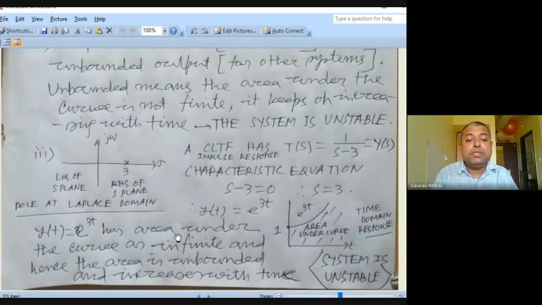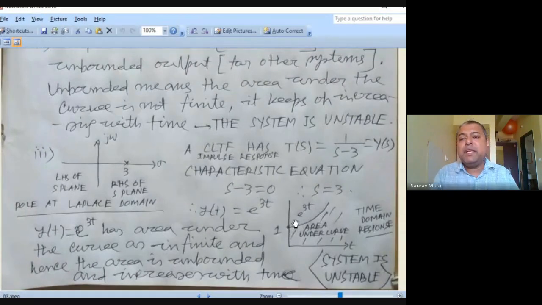y(t) equal to e raised to 3t has area under the curve as infinite, because the area is increasing, and hence the area is unbounded. What is the input? Input is impulse, because Y(s) is equal to T(s) equal to 1 by s minus 3. This was T(s) equal to Y(s) by X(s). X(s) is equal to 1. So Y(s) is equal to T(s) equal to 1 by s minus 3. That means input is impulse, bounded input.